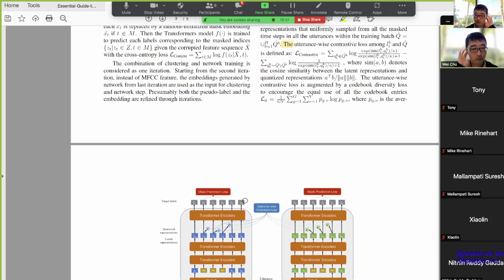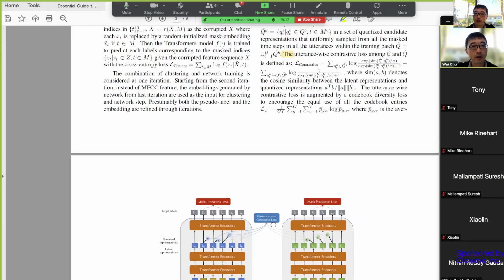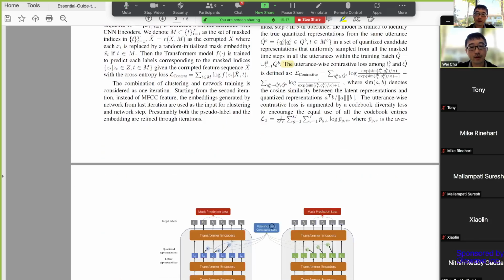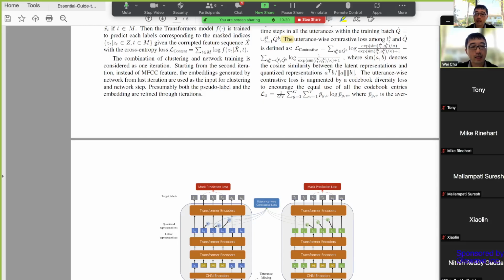So you can see there are two transformer encoders. The left transformer encoder is for calculating the positive instances, and the right one is designated for calculating the negative instances. So let's see what the left part does. The input audio comes in, gets through the CNN encoder, and is masked, and then passes through the stack of transformer encoders.